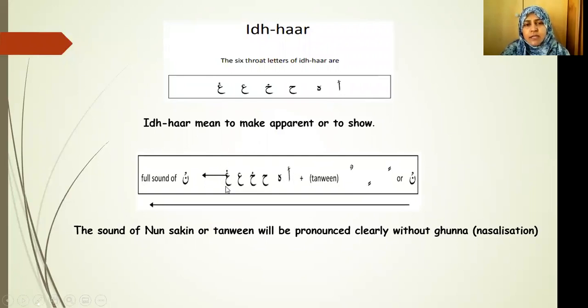We've done huruf al-halqiyya in lesson number 1. These are the 6 throat letters that are pronounced from our throat. If noon sakina or tanween are followed by one of our huruf al-halqiyya, the throat letters, then the sound will be recited clearly with no nasalization. You will not use your nose at all to make a sound, and you will recite the noon sakin sound very clearly, and you will show it off.